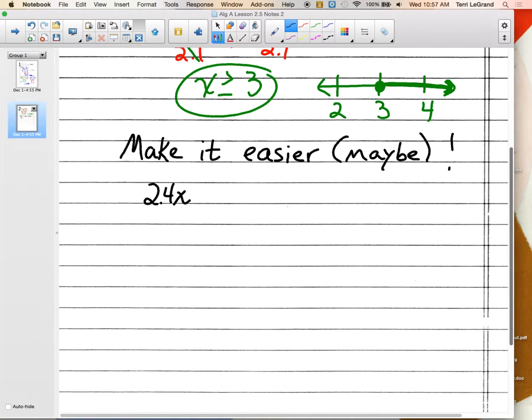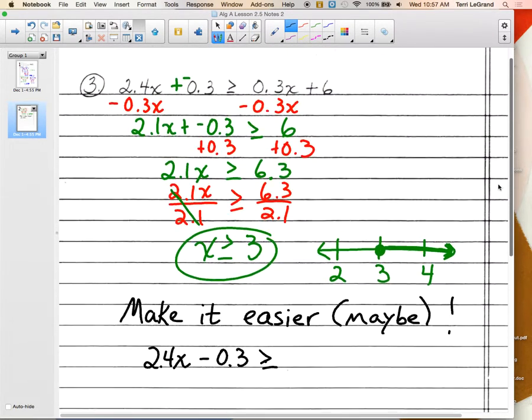Don't you have all the rest of this side left to do this, right? Yeah. Minus 0.3 is greater than or equal to, I can't remember what else it was. 0.3x plus 6.